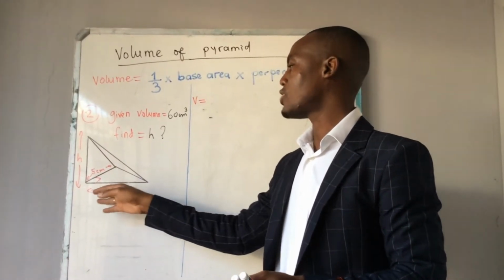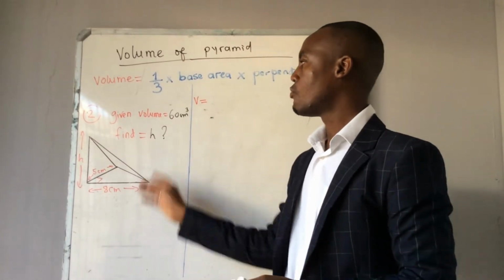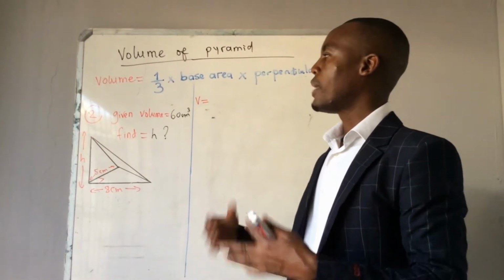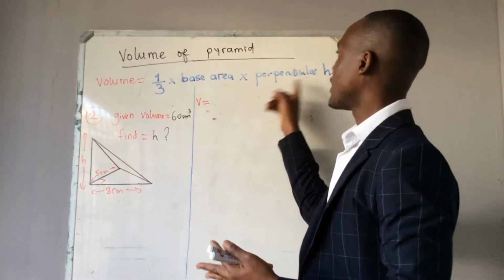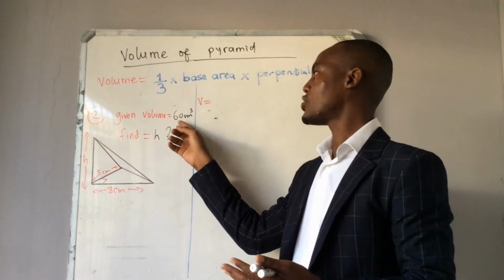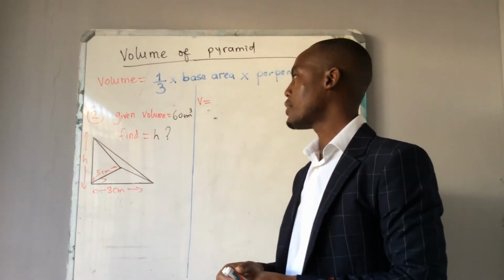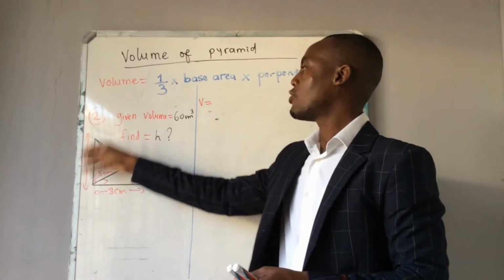But in this problem, we've got the values of the base of the triangle. So we've got here the base of 8 centimeters, and then the height of 5 centimeters for this specific triangle. But we do not know the perpendicular height, because they've given us the volume, which is 60 centimeters cubed. That's the volume of the overall pyramid.